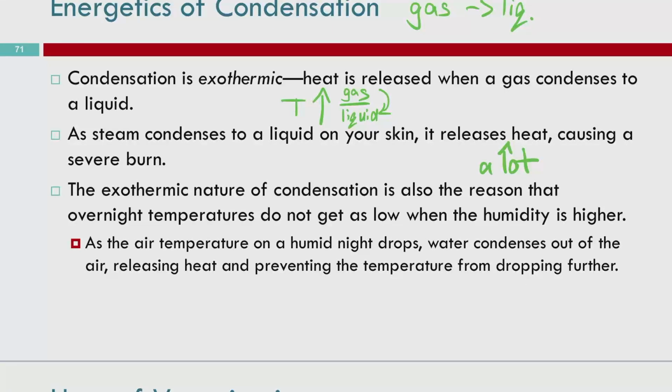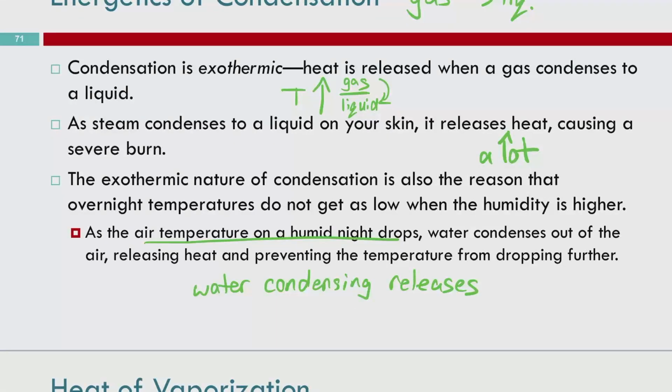So as temperature drops, water condensing releases heat, and that heat helps prevent the temperature from dropping further. So when it's relatively dry as well, our temperature can also fluctuate a lot more because there's less water in the air.